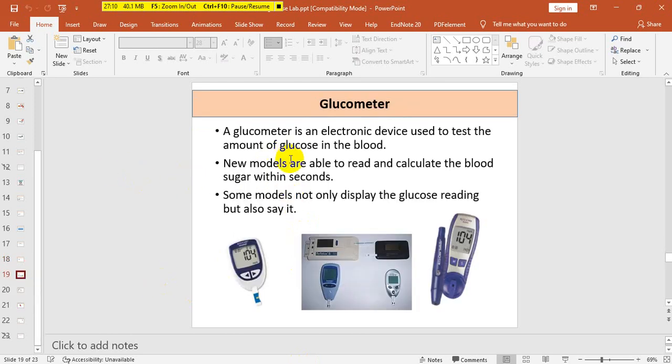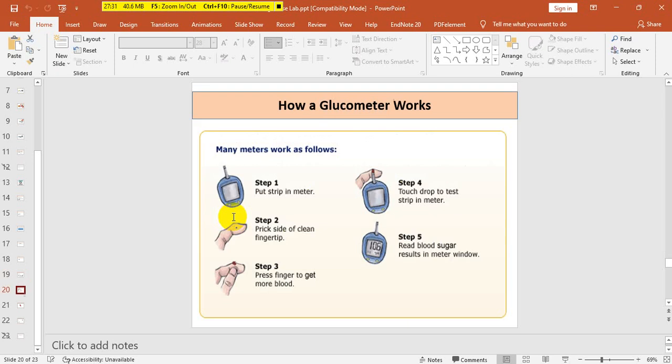This is the glucometer. I guess you all know how to use the glucometer. When you go to the hospital, you'll learn it. So a glucometer is an electronic device used to test the amount of glucose in the blood. New models are able to read and even calculate the blood sugar within seconds. Some models not only display the glucose reading but also say it.